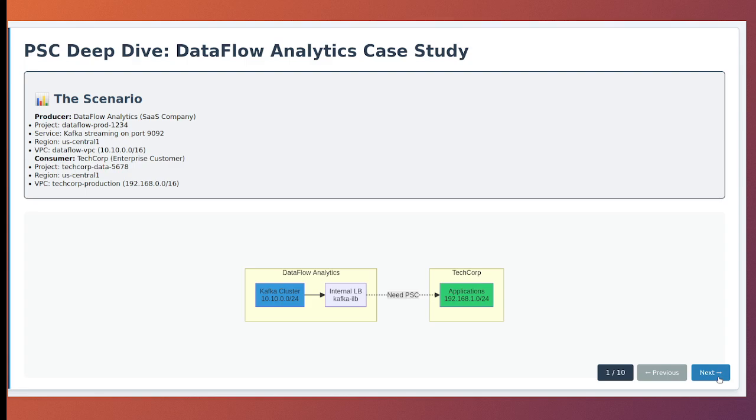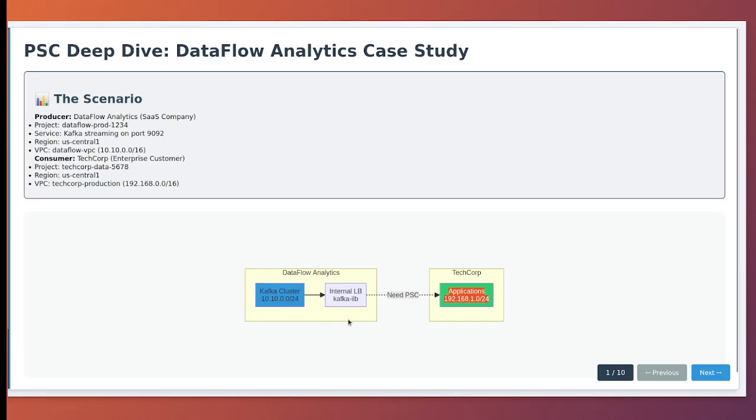Dataflow Analytics runs their service in Google Cloud Project Dataflow Prod 1234 in the US Central 1 region. Their service consists of a Kafka cluster and processing engines running behind an internal TCP load balancer on port 9092. TechCorp wants to connect from their GCP Project TechCore Data 5678 to consume this service.